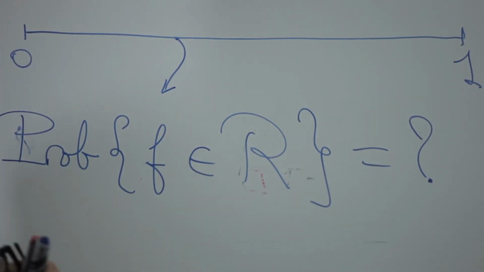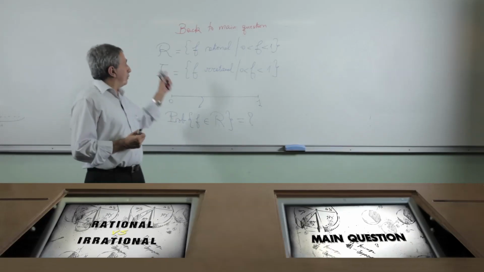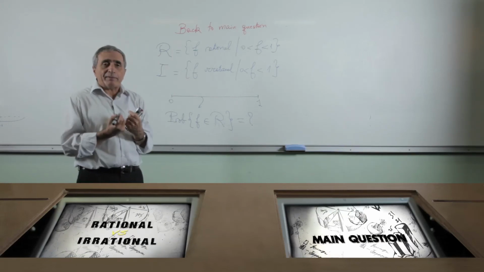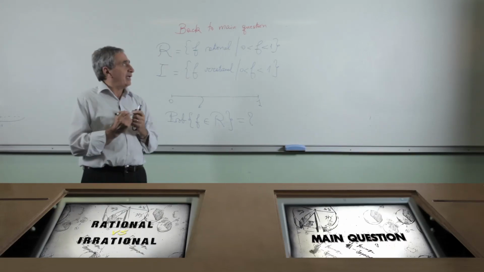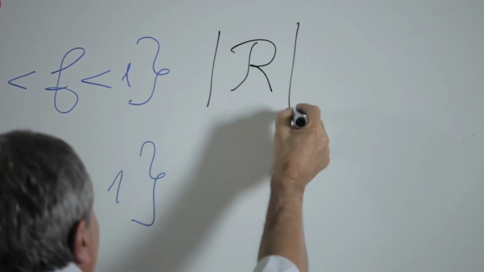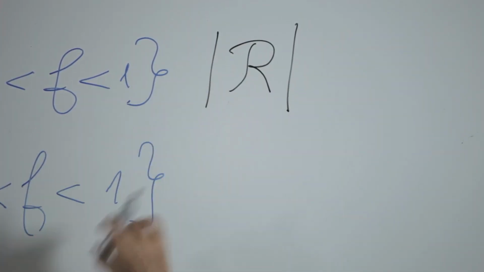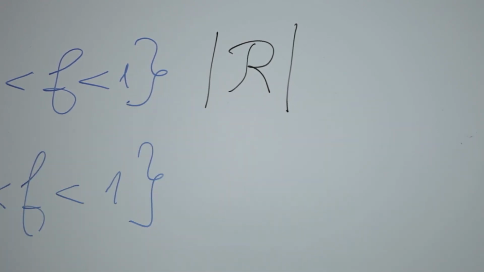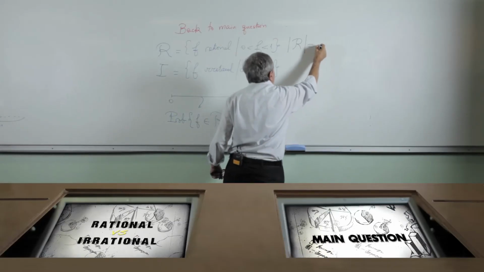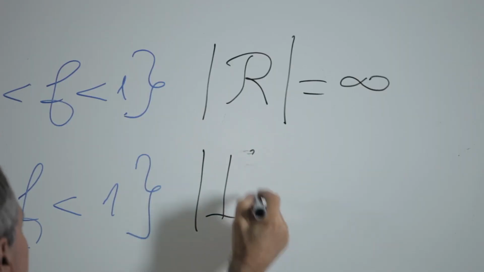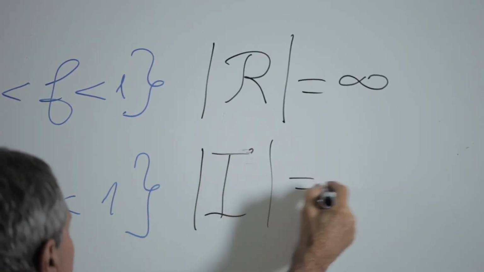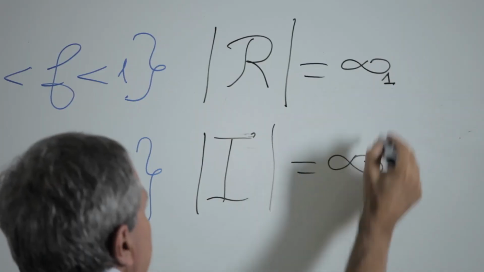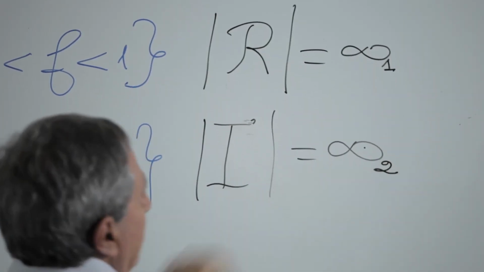To answer this question, we note first that both of these sets are infinite sets. That is, the number of elements in each set is infinite. Let me put here the absolute value of R as the number of elements in R, and I'll put it here as infinity. The same thing goes for I, but the issue here is that this infinity is distinct from that infinity.